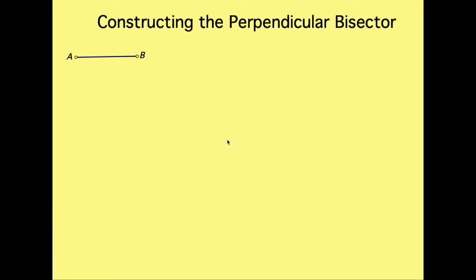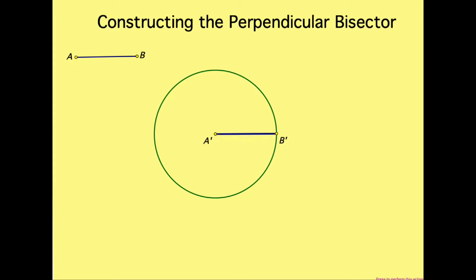We're going to continue looking at geometric constructions digitally by looking at the perpendicular bisector of a segment. So first we're going to duplicate our given segment AB, and we can do that using the skills we learned in a previous video.